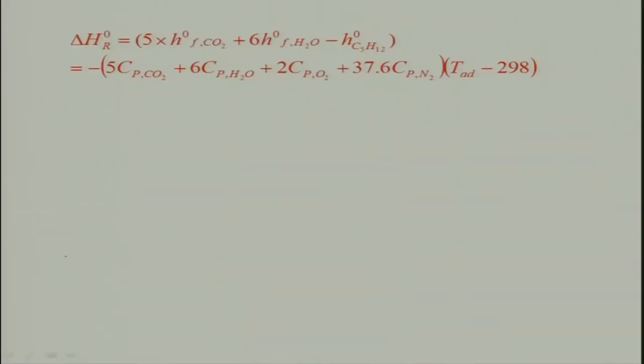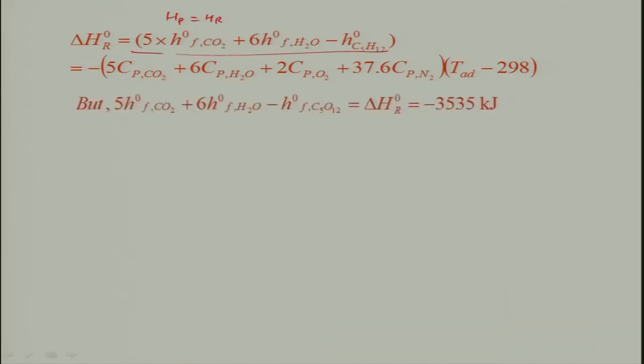If I substitute this, HP is equal to HR, and this is nothing but your heat of reaction. You get this from a table, or if you know the individual heats of formation of the individual species, then you can calculate it. That happens to be 3535 kilojoules. When you substitute these values, from the table or from the heat of reaction, whichever is convenient, that will be 3535 kilojoules.